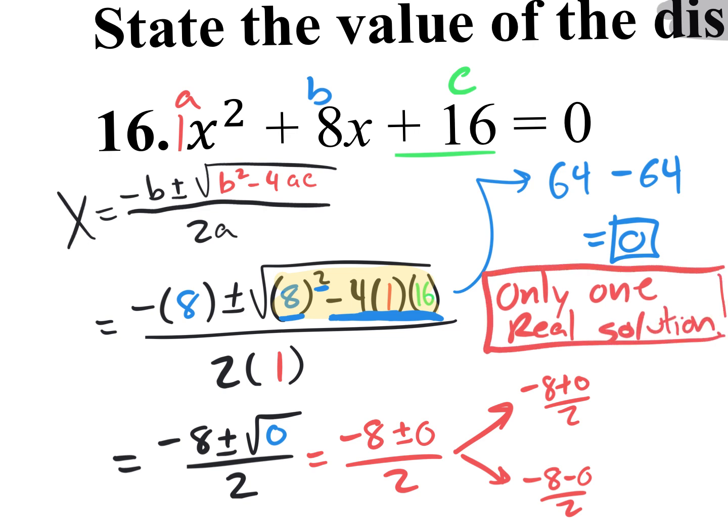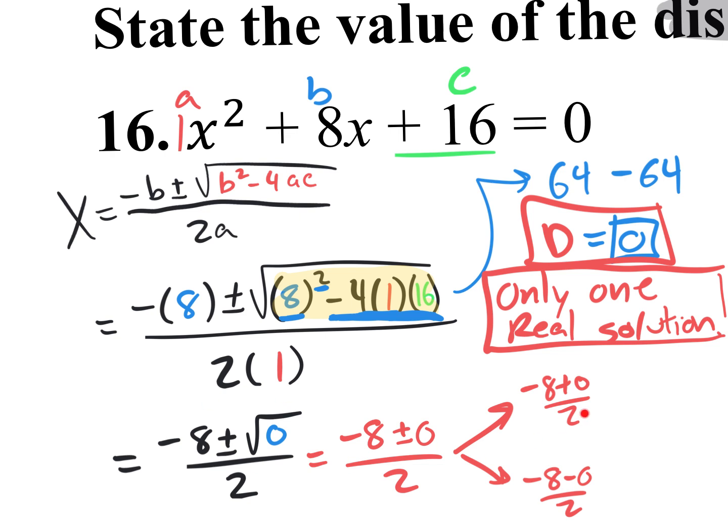That's what they're asking for in this section. They're asking, what is the discriminant? The discriminant is 0. And what does it mean that it's only one real solution? If I were to graph this parabola, it'll only cross the x-axis at one location, all right?